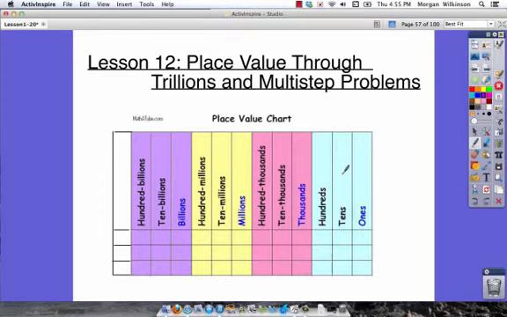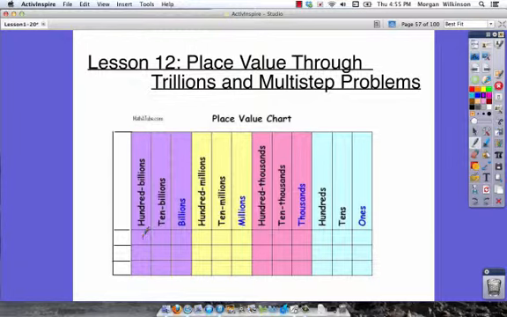Lesson 12 is about place value through trillions and multi-step problems. Let's start off with place value. Place value is just a way of saying which position the different numbers in a number are. So let's say we had something like this number.